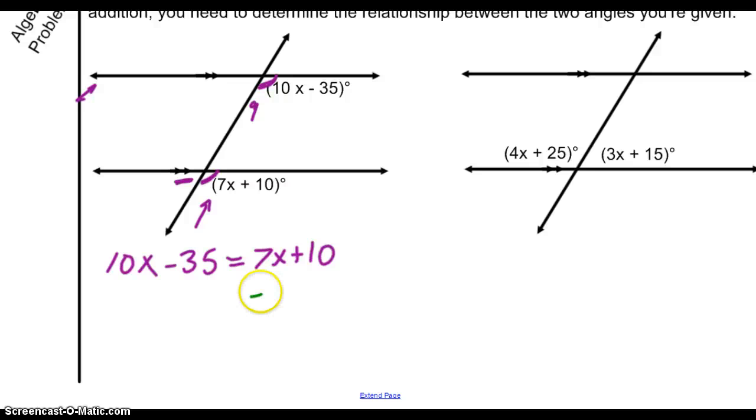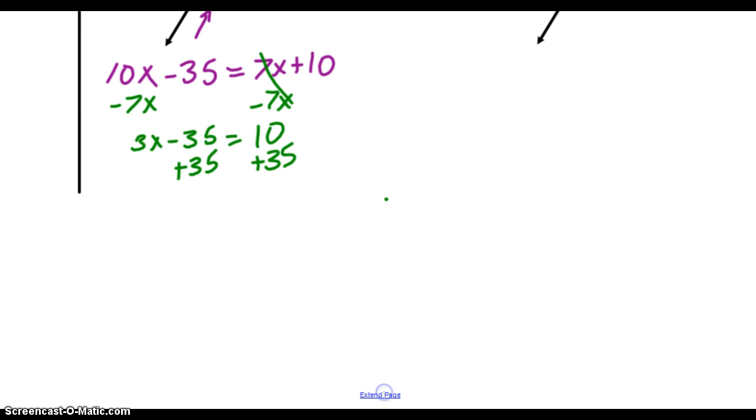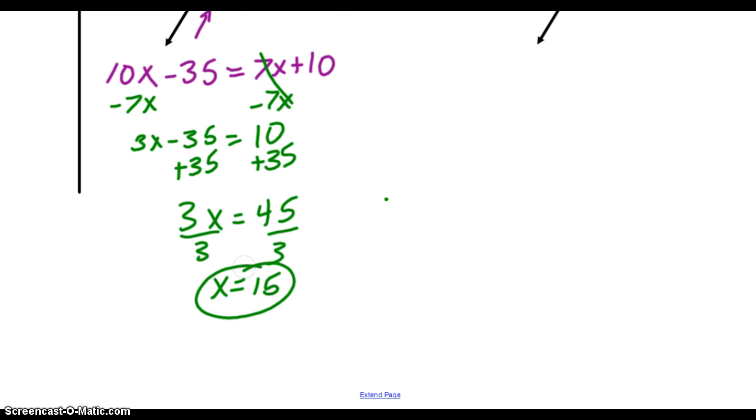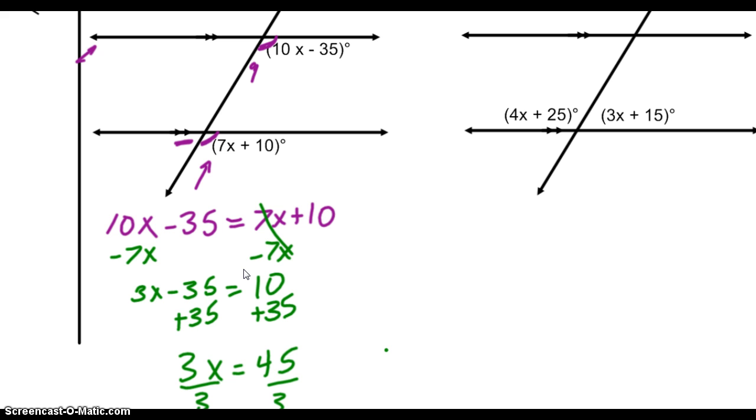We can subtract 7x from both sides to get 3x minus 35 equals 10. We can add 35 to both sides to get 3x equals 45. And we can divide both sides by 3 to get x equals 15. Okay, x equals 15. Now let me go back and plug in to find what the angles are.